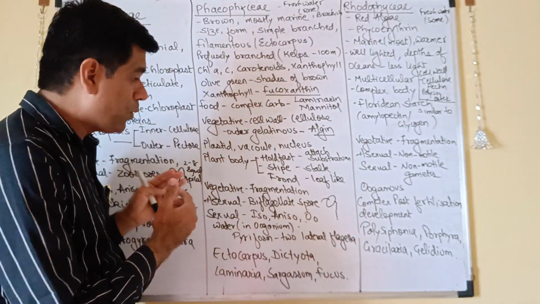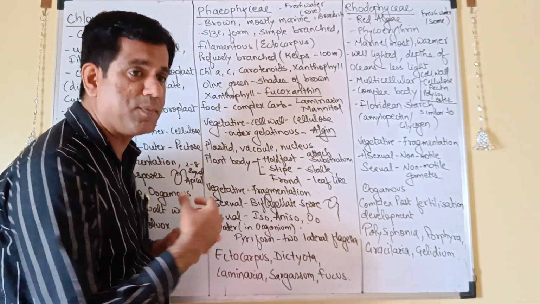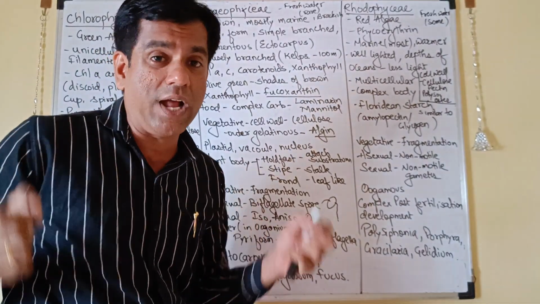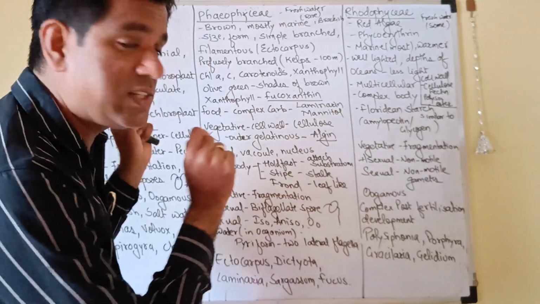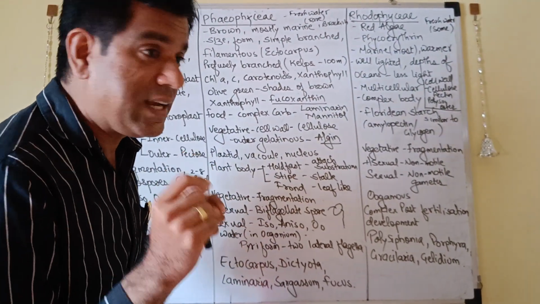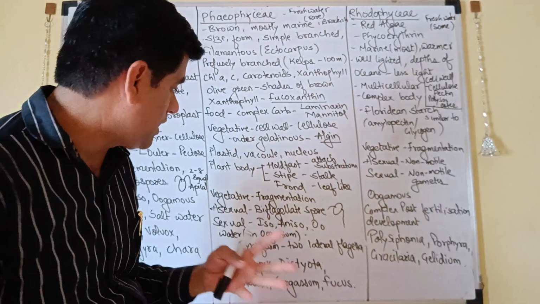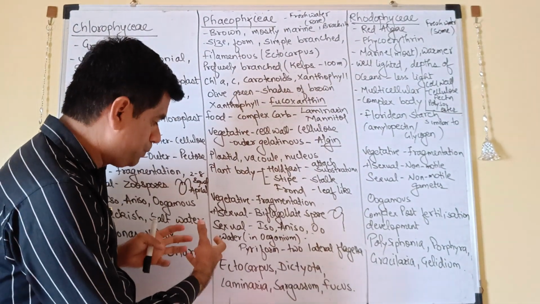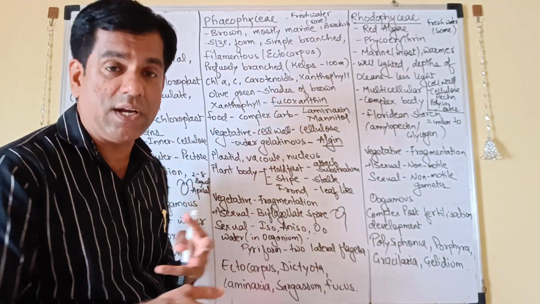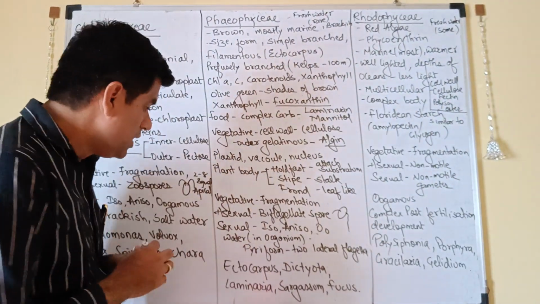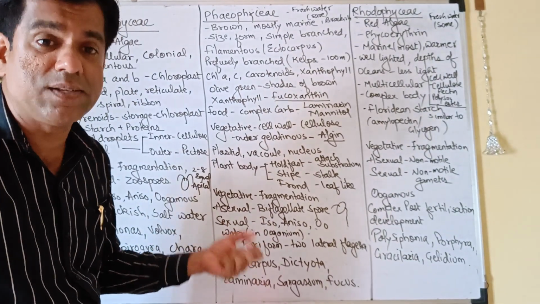So they show vegetative propagation by fragmentation, asexual reproduction by biflagellate spores, and sexual reproduction which is iso, aniso or oogamous. Here you will find the gametes have two flagella which are lateral and unequal. There we had 2 to 8 apical and equal; here it is 2 flagella, lateral and unequal. They have these pear-shaped gametes which have two lateral flagella. The fusion takes place in water, or it may take place in the oogonium as it is oogamous. Examples are Ectocarpus, Dictyota, Laminaria, Sargassum and Fucus.